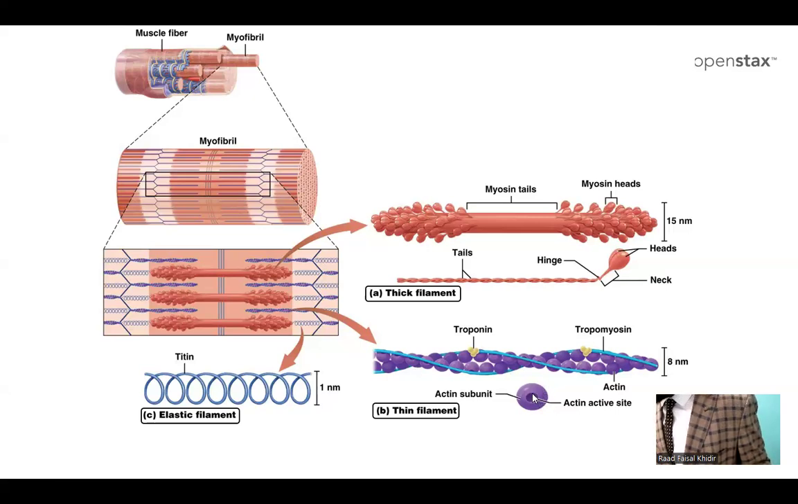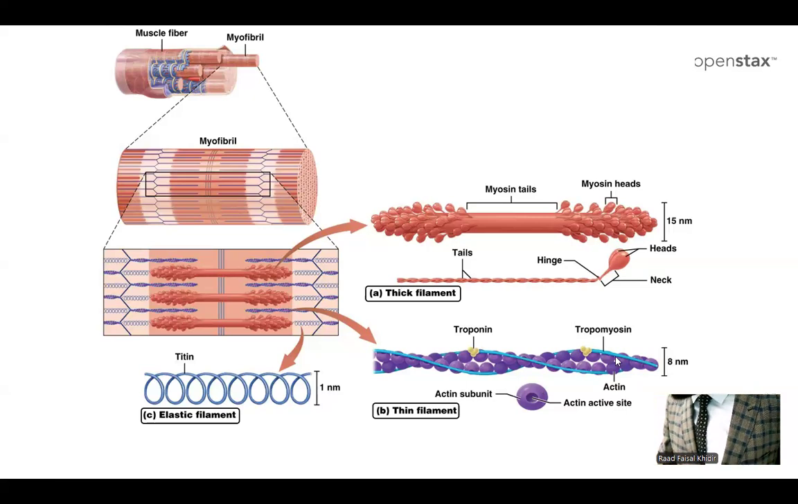And actin has the hole inside it. So you have to know that one. And these two, the red two golf heads, these are your thick filaments. And the purple actin, these are your thin filament.